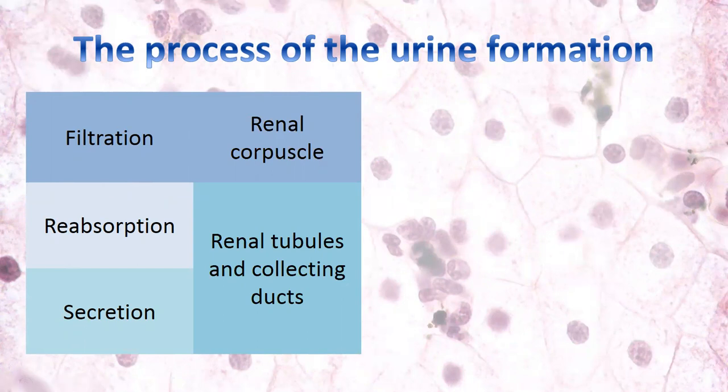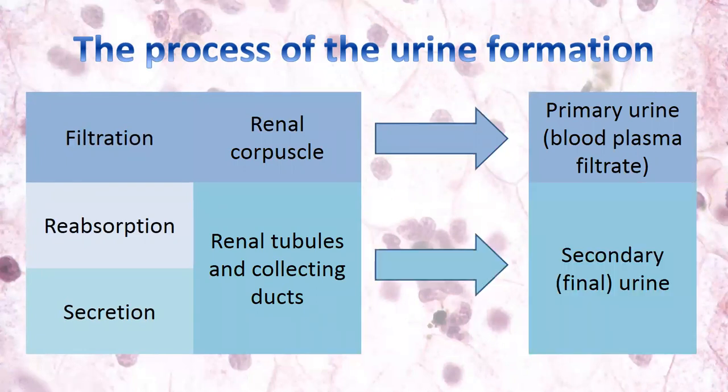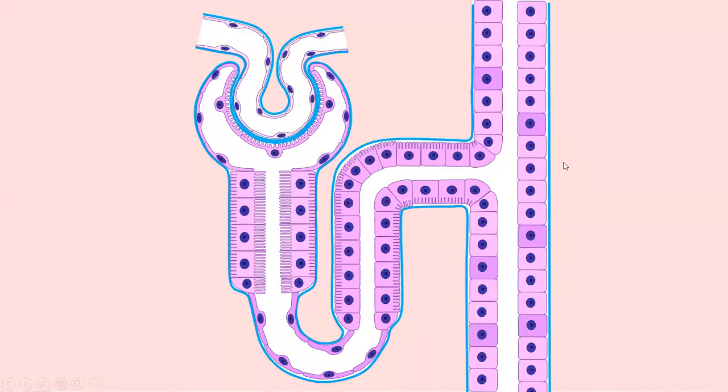And the result of filtration, which takes place in the renal corpuscle, is formation of primary urine, it's blood plasma filtrate, and the result of reabsorption and secretion is formation of secondary or final urine. So reabsorption and secretion form secondary urine from the primary urine. And let's look at which parts of the nephron provide different functions.